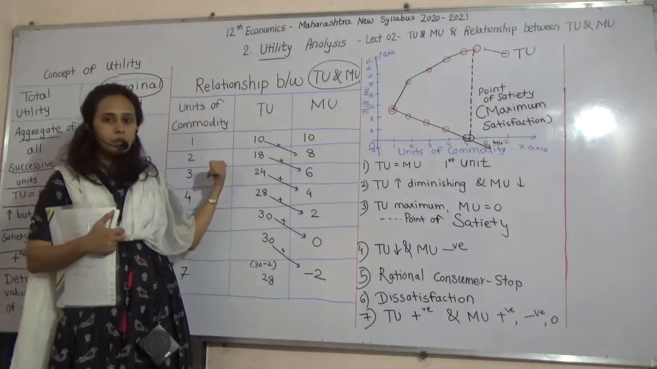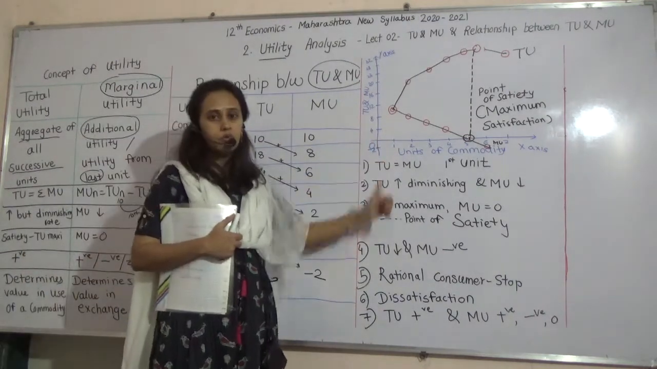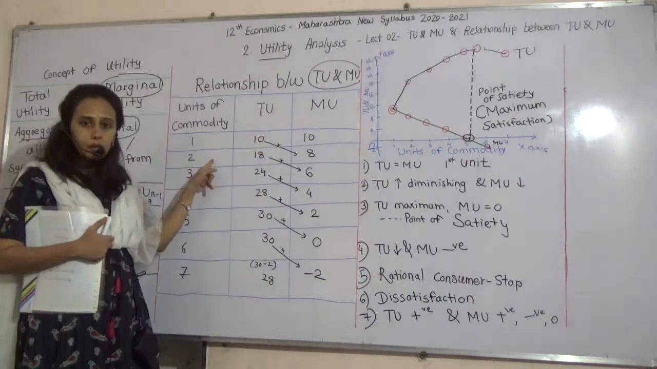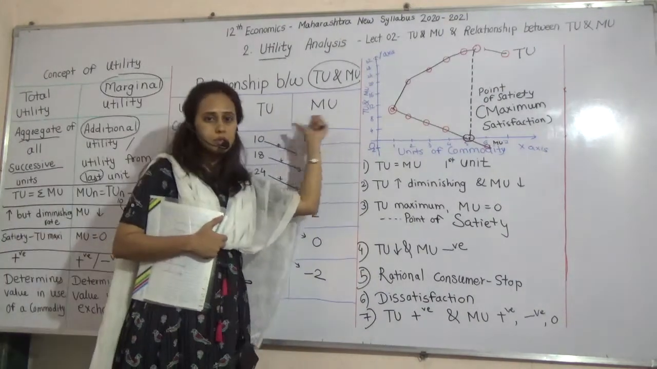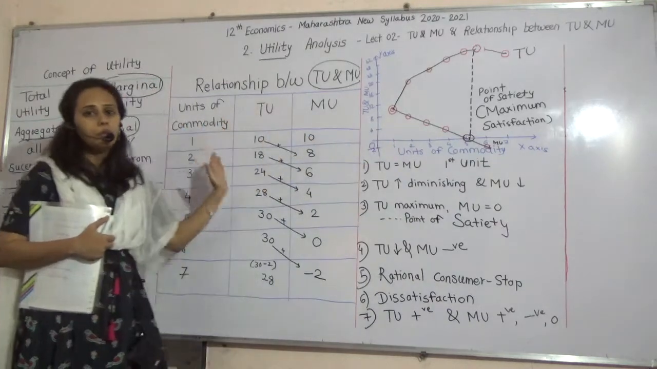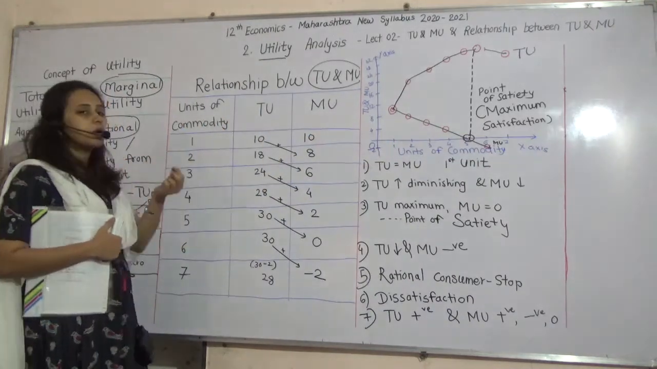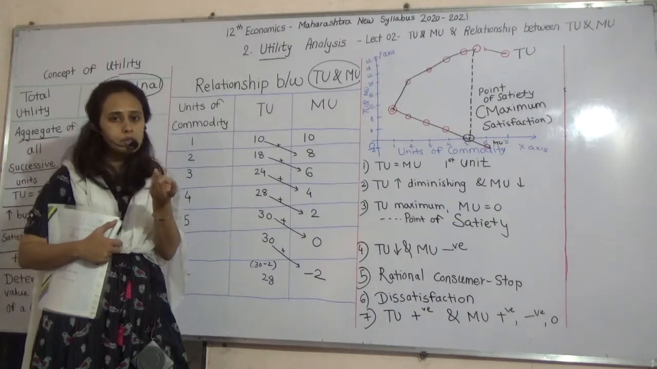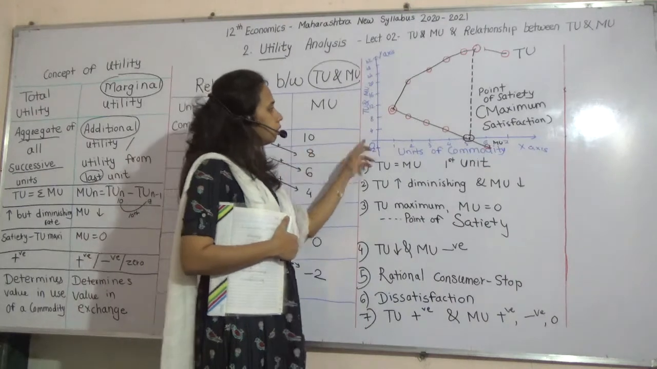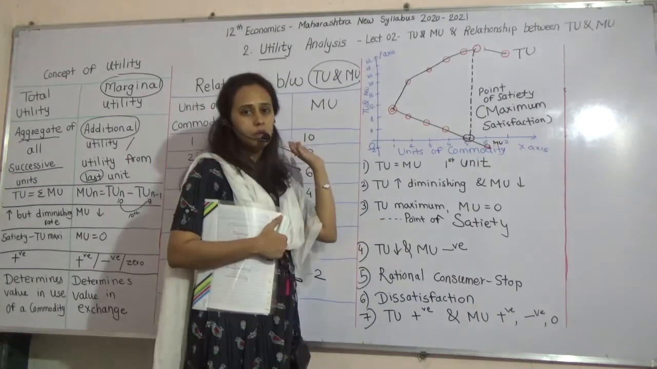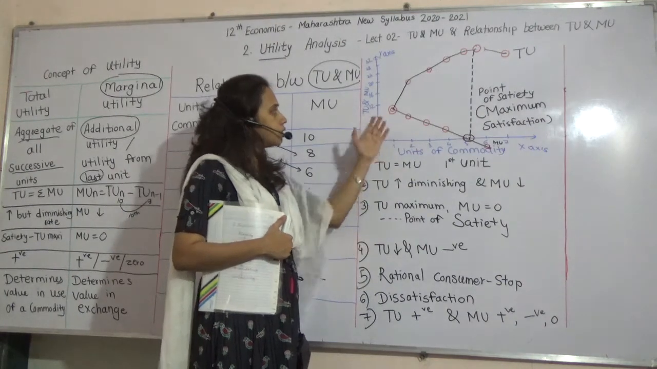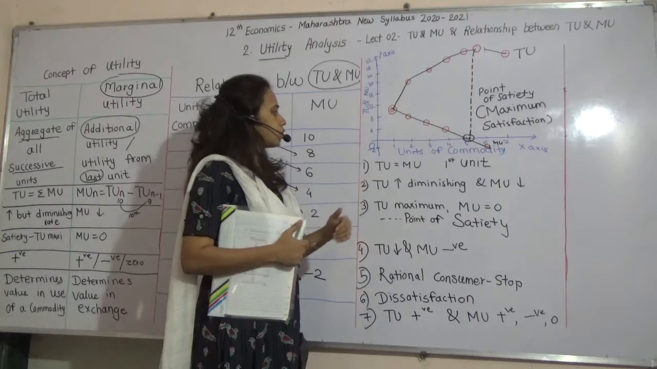See, without the table and without the diagram, you cannot write this answer directly. This table is very important, and on the basis of this schedule, you have to draw the curve diagram also. And before that, I will say, just write 2 lines about what is TU and what is MU. Okay. Now we are done with the table. We are done with the diagram part. Now let's see the explanation part.